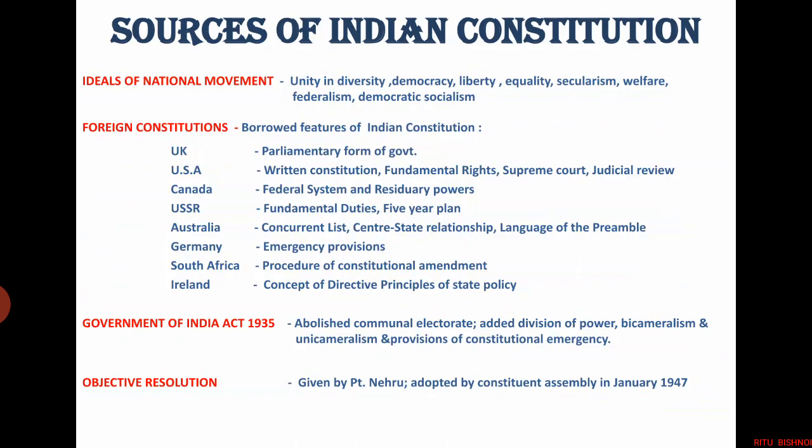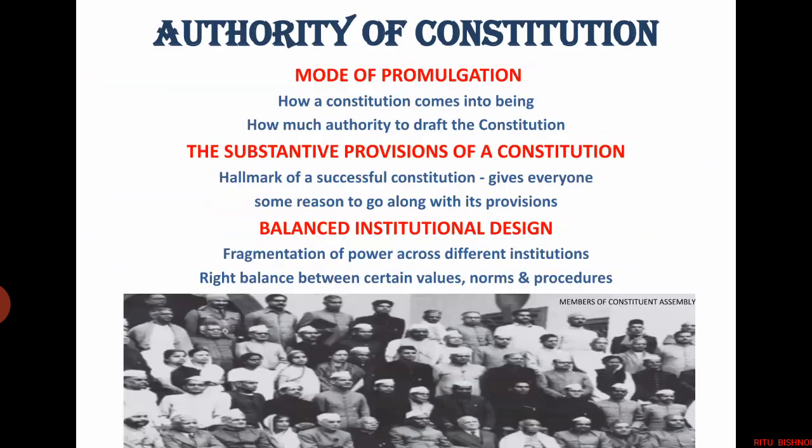The Objective Resolution moved by Pandit Nehru also influenced the making of our constitution. The Constituent Assembly adopted the Objective Resolution in January 1947, which specified certain objectives like India to be an independent sovereign republic, social, economic and political justice for all, securing interest of minorities, and working for international peace and security. The interpretation of the Constitution is always done with reference to the principles contained in the Objective Resolution.